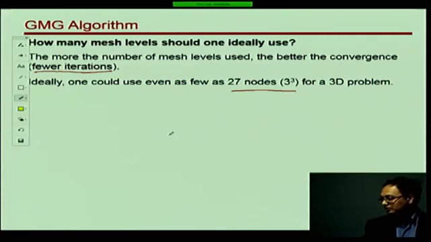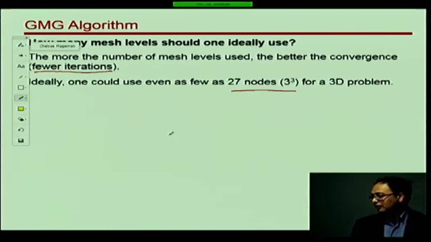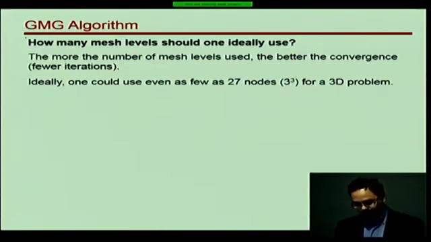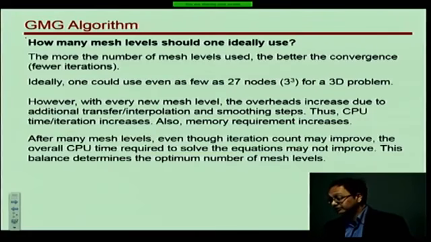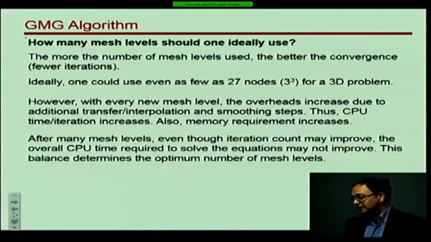With every new mesh level, you are increasing your overheads due to transfer, interpolation, and smoothing, and therefore the CPU time will also increase, and the memory requirement will increase, and so that's something that you have to factor in. Ultimately, at the end of the day, what matters is how much CPU time.